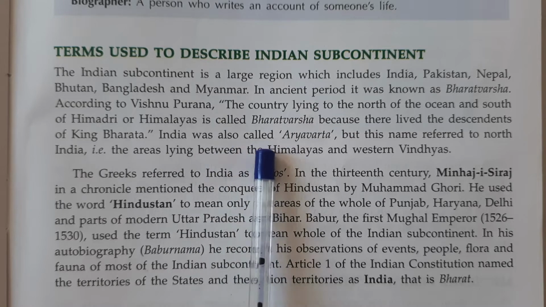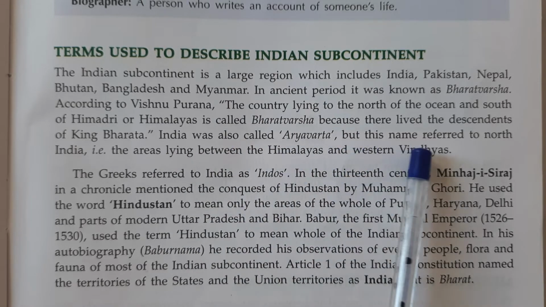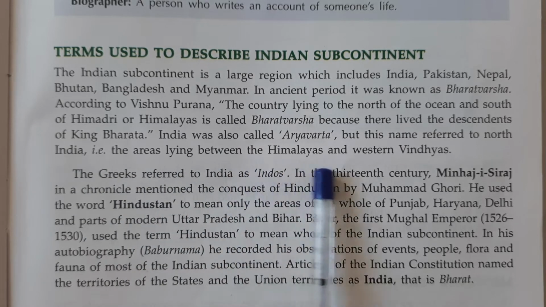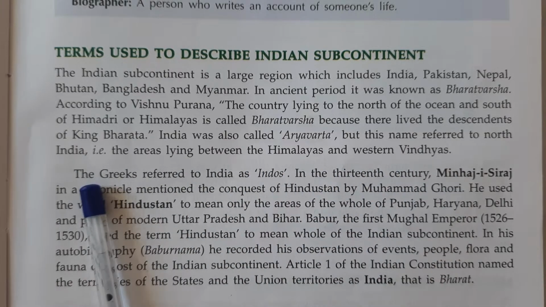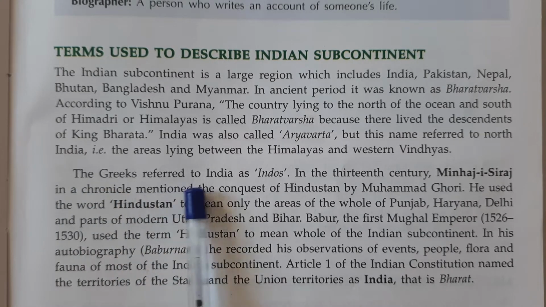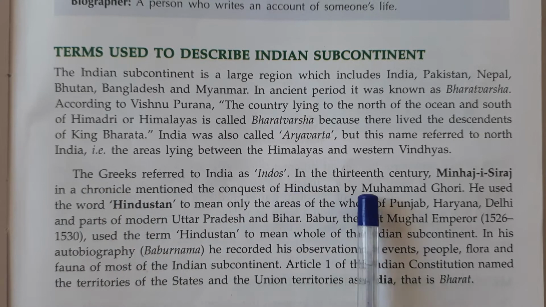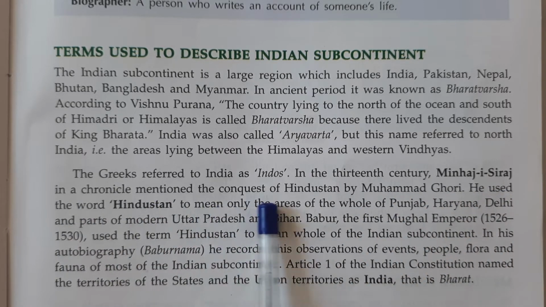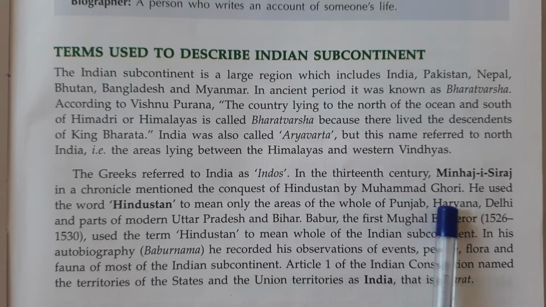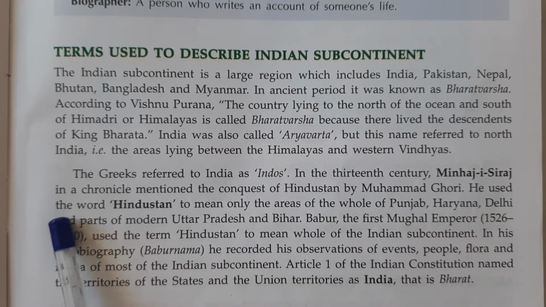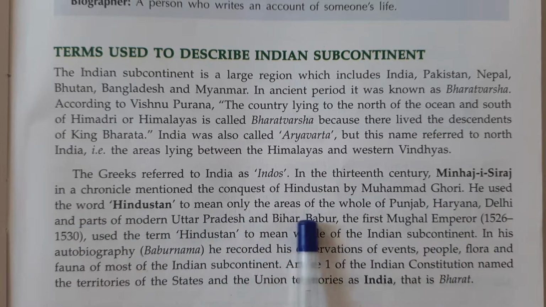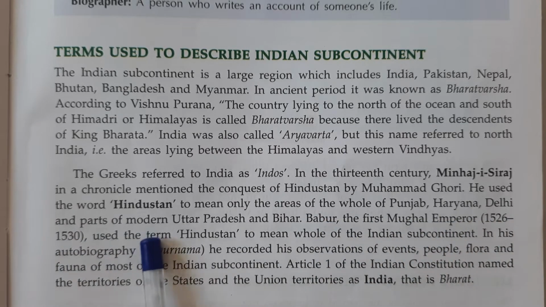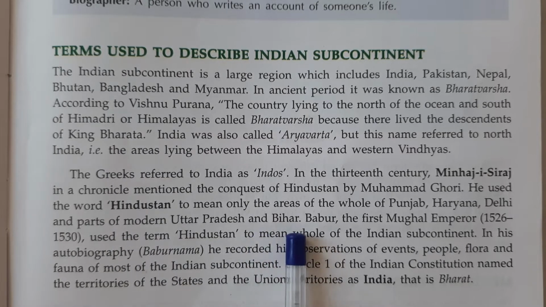India was also called Aryavart, but this name referred to North India, that is, the areas lying between the Himalayas and western Vindhyas. The Greeks referred to India as Indus. In the 13th century, Minhaj-e-Siraj in a chronicle mentioned the conquest of Hindustan by Muhammad Ghori. He used the word Hindustan to mean only the areas of the whole of Punjab, Haryana, Delhi and parts of modern Uttar Pradesh and Bihar.